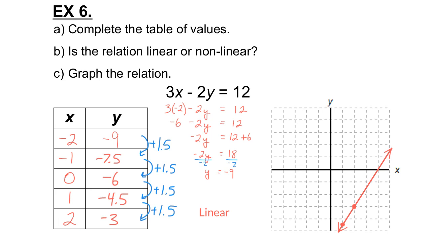So I know this was very repetitive, but it's just more practice making a table of values using an equation, using the table of values to determine whether or not you have a linear relation, and then using a table of values to make a graph.